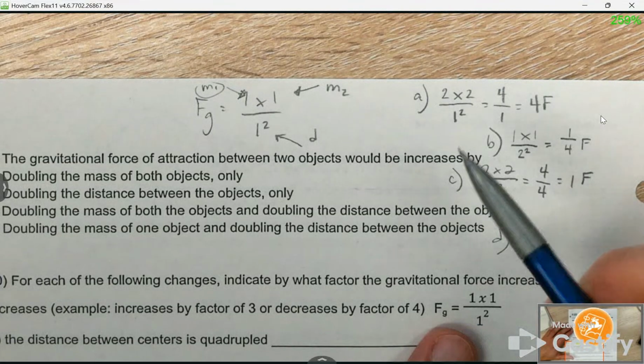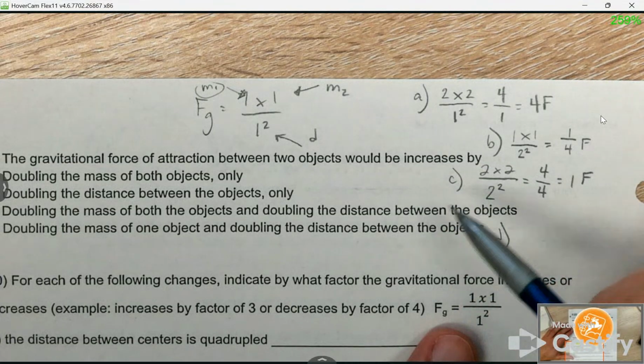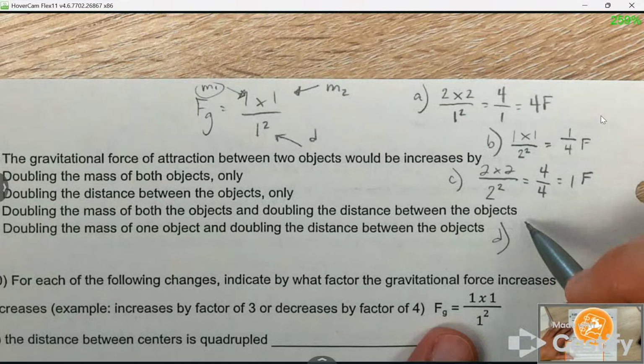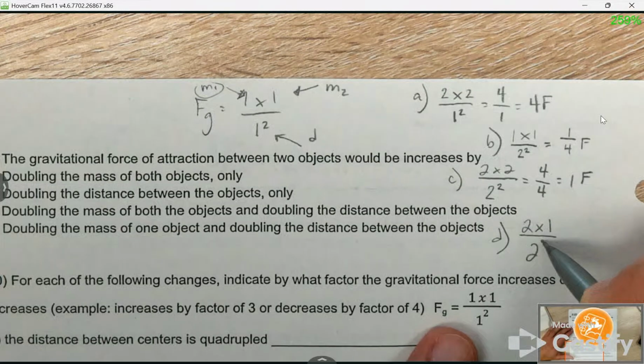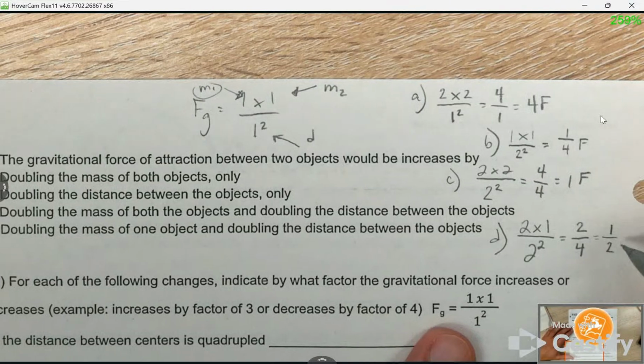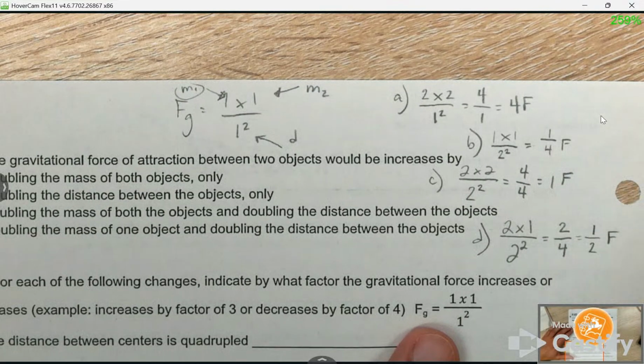And D, double the mass of one object and double the distance. So we're only doubling the mass of one of them. The other doesn't change. And you have to double the distance. 2 times 1 is 2. 2 squared is 4. And this reduces down to 1/2 of the force.